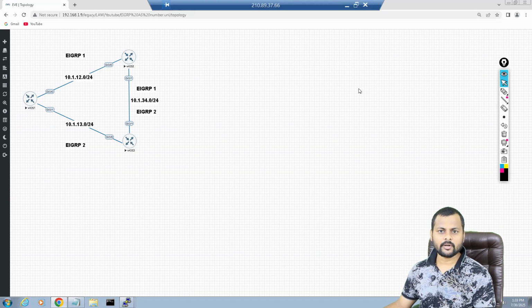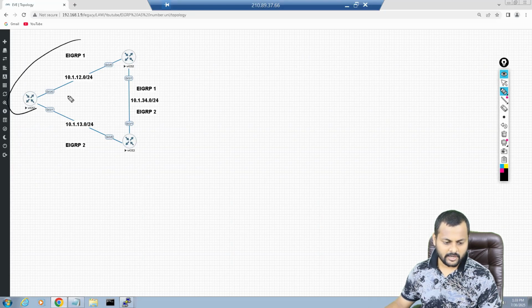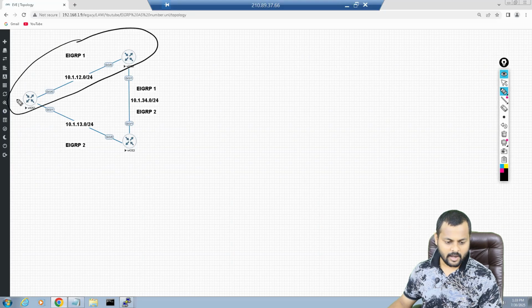So today we have another scenario-based question of the EIGRP protocol. So let's understand the scenario. I have a router 1 running right now, and router 2 and router 3 also. Router 1 and router 2 are running with EIGRP AS number 1, and router 1 and router 3 are also running with EIGRP AS number 2.